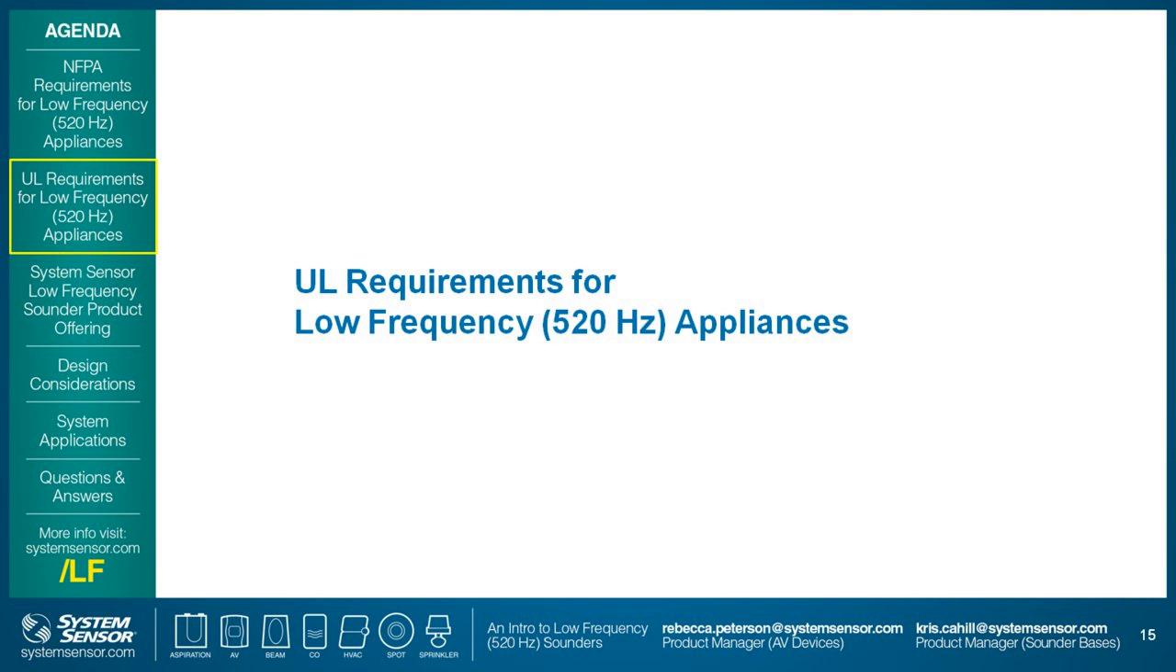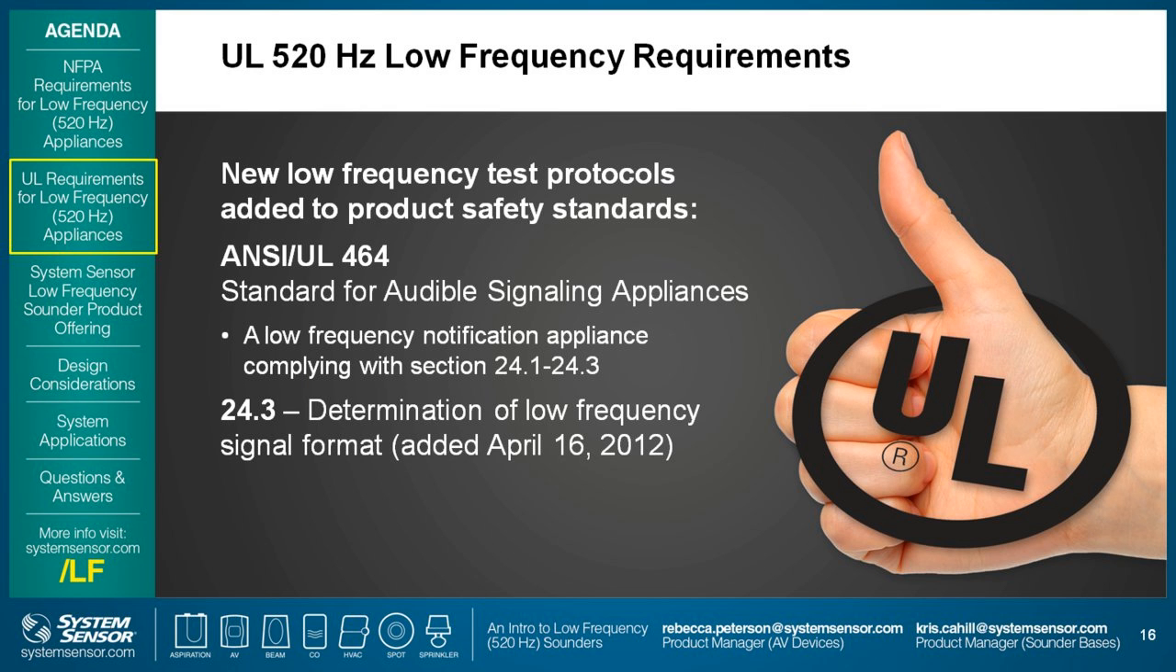Okay, now let's focus on the UL requirements for low-frequency notification appliances. Now, I'm primarily going to focus on the ANSI UL 464 standard. So this is the standard for audible signaling appliances. So this is a standard that all of our mini horns and sounder bases are listed to.